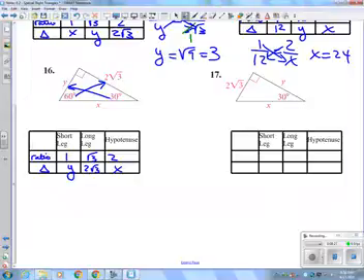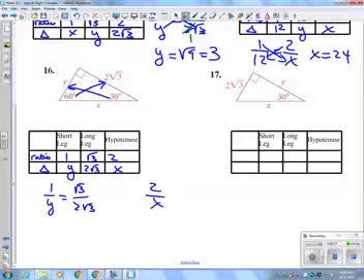So this time I am going to use 1 over y with the square root of 3 over 2 square roots of 3, and then I'm going to use 2 over x with the square root of 3 over 2 square roots of 3. So I used that middle one with the 2 on the outside.